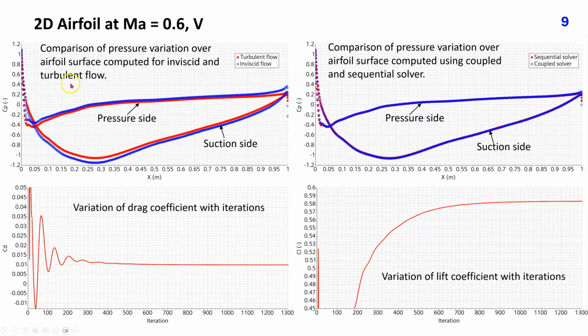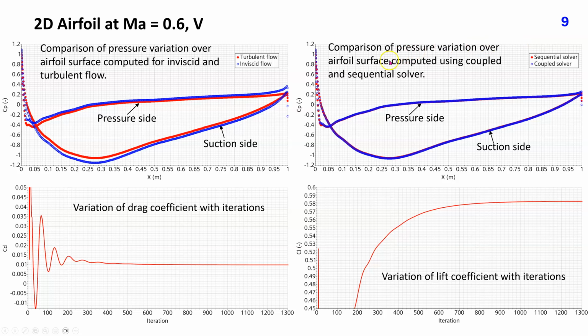This plot shows the comparison of pressure variation over airfoil surface computed for inviscid and turbulent flow. At first sight, differences do not appear large, but a closer look reveals that in a turbulent flow, pressure is lower on pressure side and higher on suction side than in inviscid flow, which leads to a lower lift, 0.582 versus 0.69 in inviscid flow. See slide 26 of lecture 28.